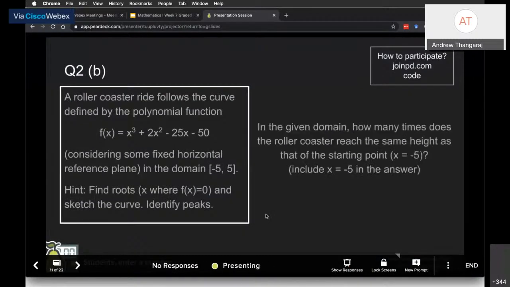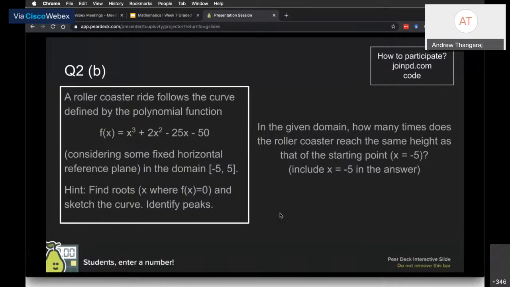Okay, so this is part B. Take a look at this, the same setting. The question now says, how many times does the roller coaster reach the same height as that of the starting point? x equal to -5 is at a certain height. Height is just f of x. You have to include the height of x equal to -5. How many points, including -5 itself, are at the height of x equal to -5? That's the question. Hopefully it's clear.